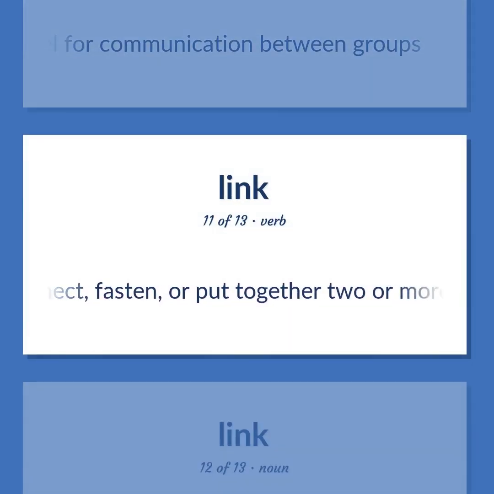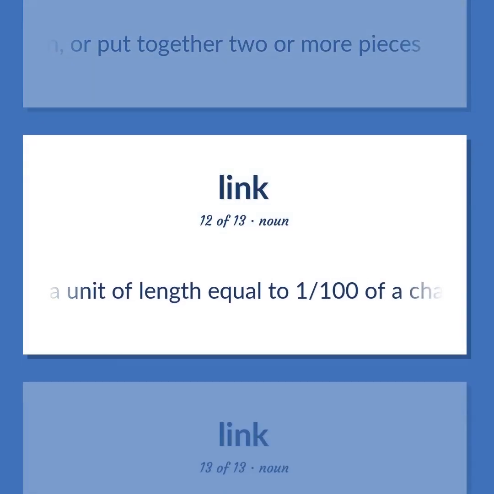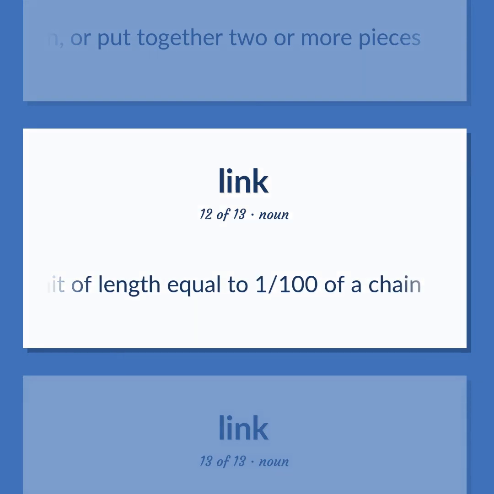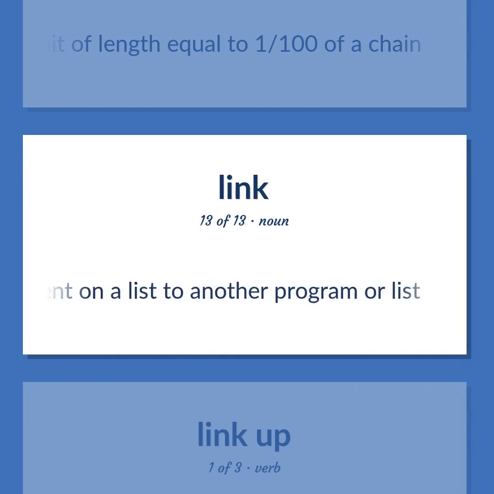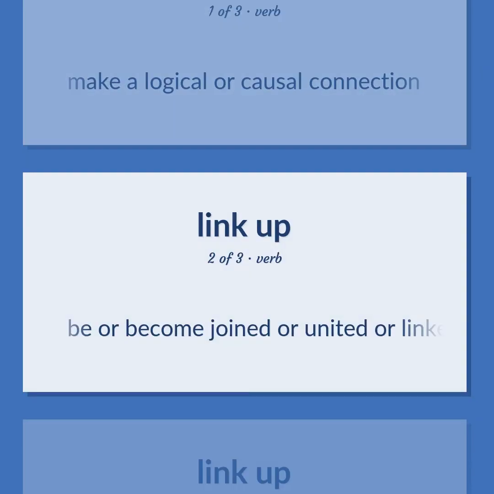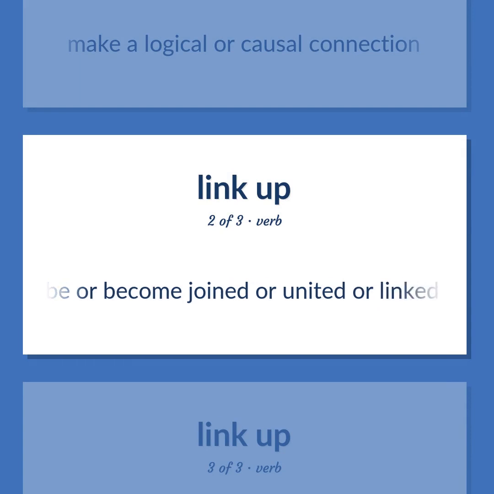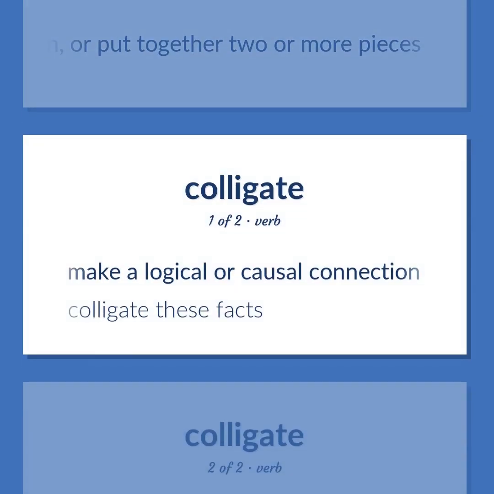Connect, fasten, or put together two or more pieces. A unit of length equal to 1/100th of a chain. Computing. An instruction that connects one part of a program or an element on a list to another program or list. Make a logical or causal connection. Be or become joined or united or linked. Connect, fasten, or put together two or more pieces. Make a logical or causal connection. Colligate these facts.